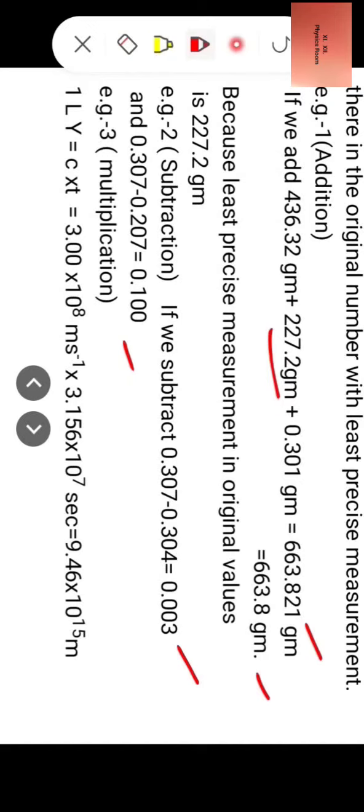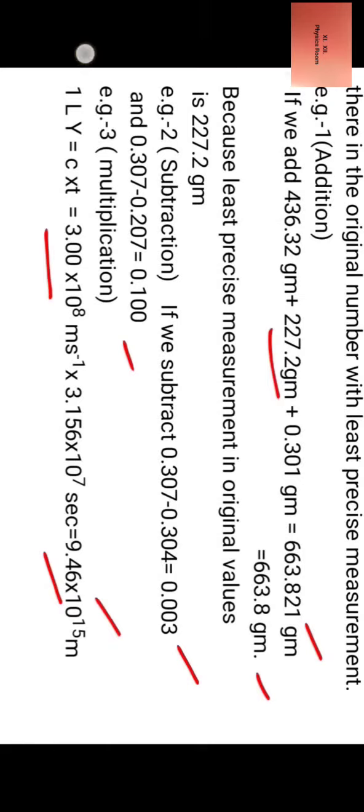Now example 3, case of multiplication. 1 light year is equal to c into t, which is equal to 3.00 into 10 to 8 meter per second into 3.156 into 10 raised to power 7 seconds, and it is equal to 9.46 into 10 raised to power 15 meter. So in the original numbers, the least precise measurement has 3 significant figures, so we write the final result up to 3 significant figures.